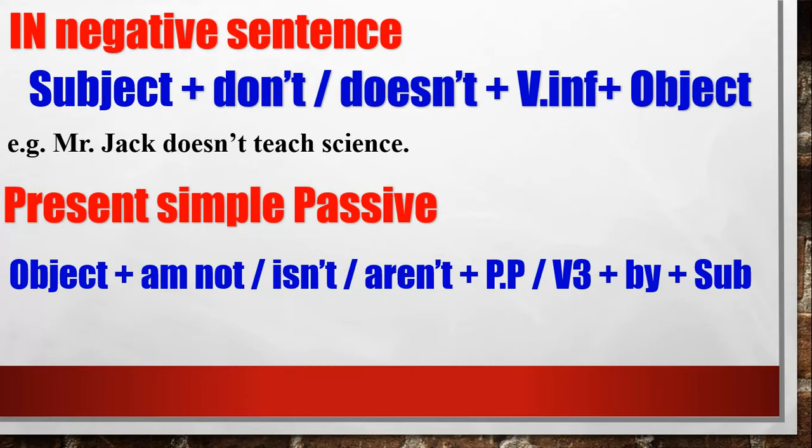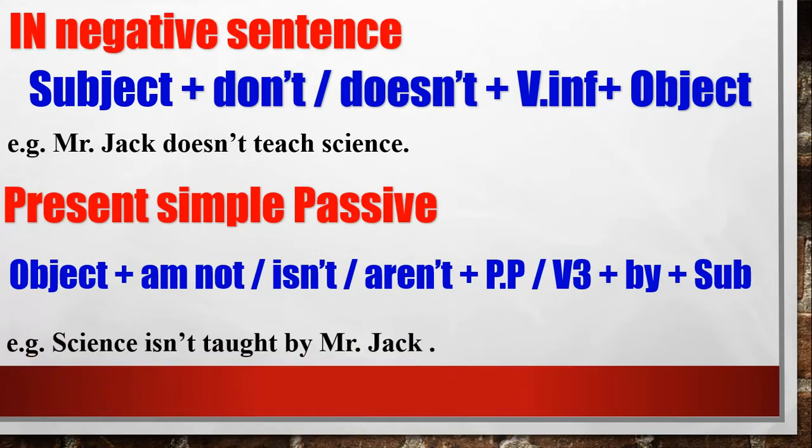Okay, let's change this sentence to the passive. Mr. Jack doesn't teach science. How can we change it? Where is the object? The object here is science, so we will start the sentence by using science. After science, we will use verb to be in the negative form. Science is a singular noun, so we will say science isn't. Science isn't, and the past participle form of teach is taught. So science isn't taught by Mr. Jack. Okay, let's continue.